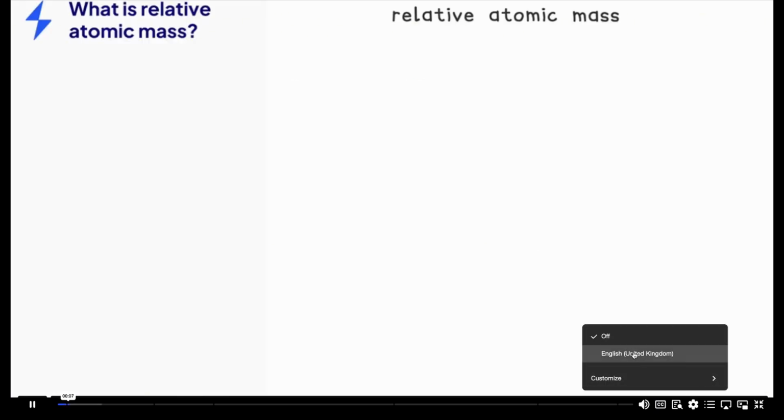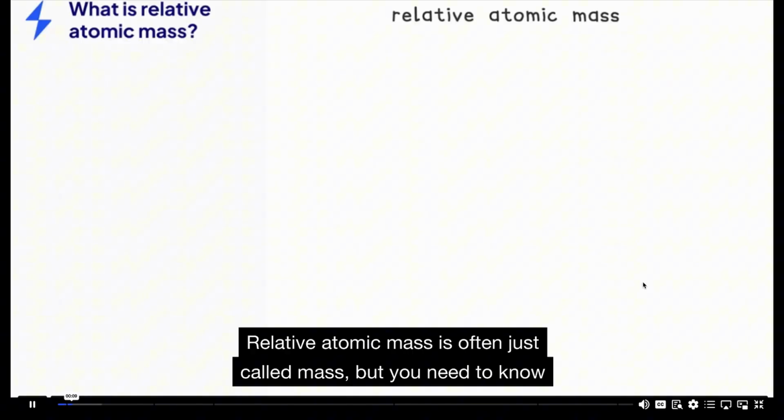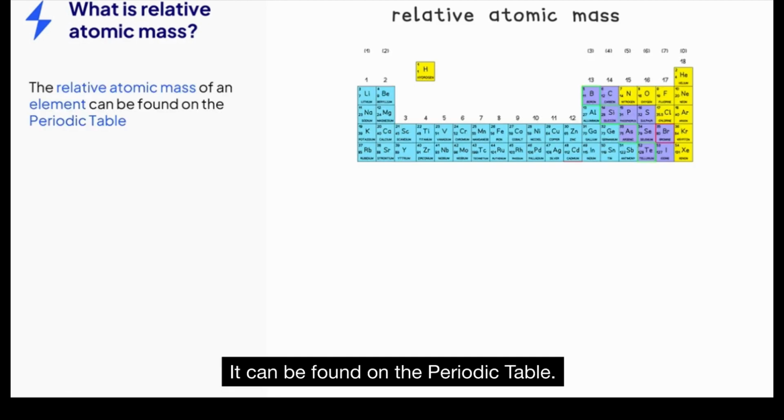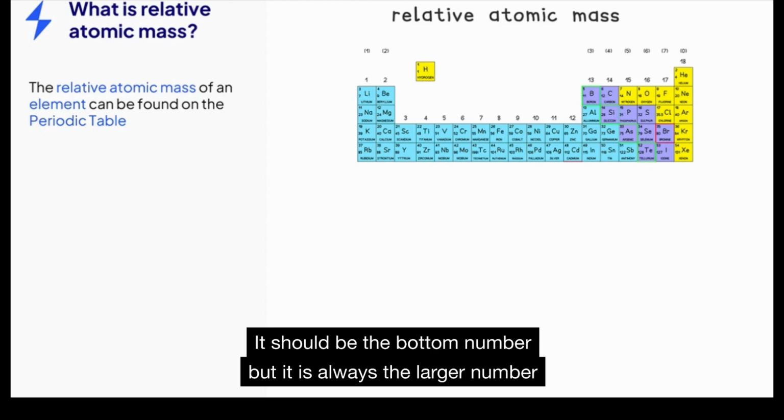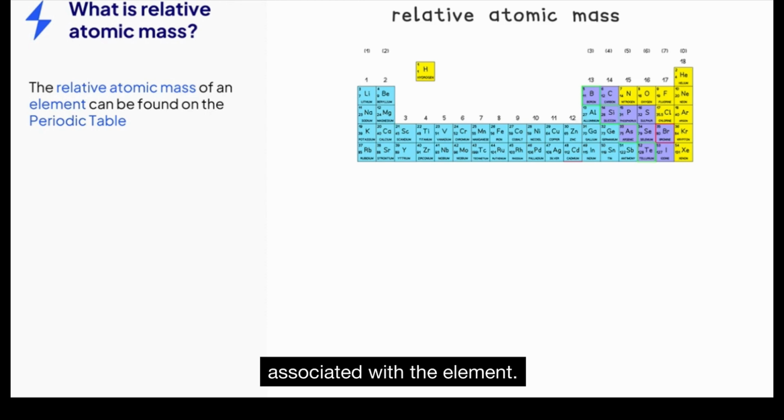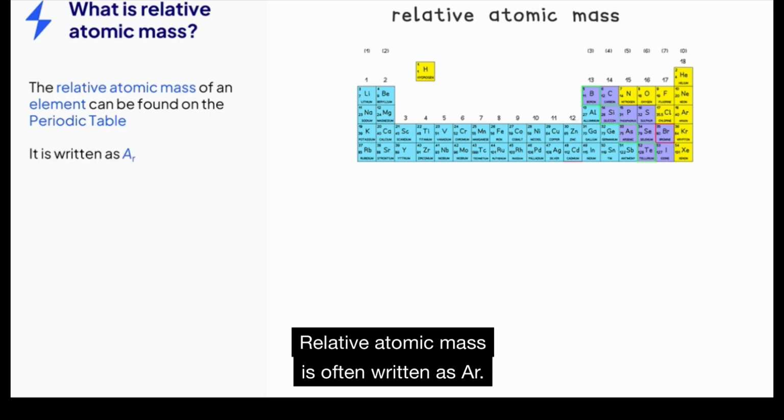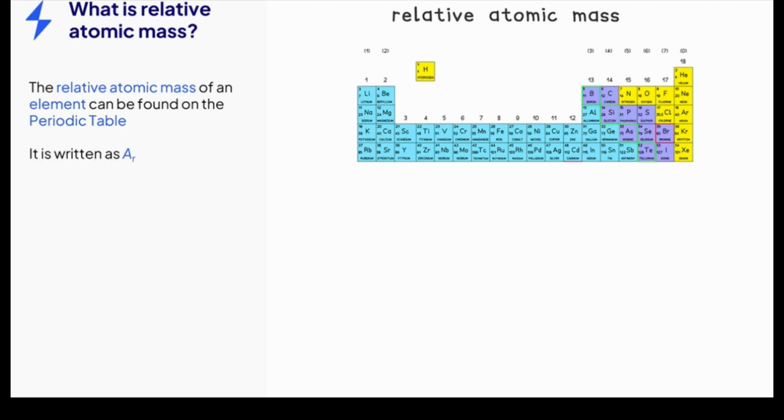Relative atomic mass is often just called mass, but you need to know the specific detail of what it is. It can be found on the periodic table. It should be the bottom number, but it is always the larger number associated with the element. Relative atomic mass is often written as AR.